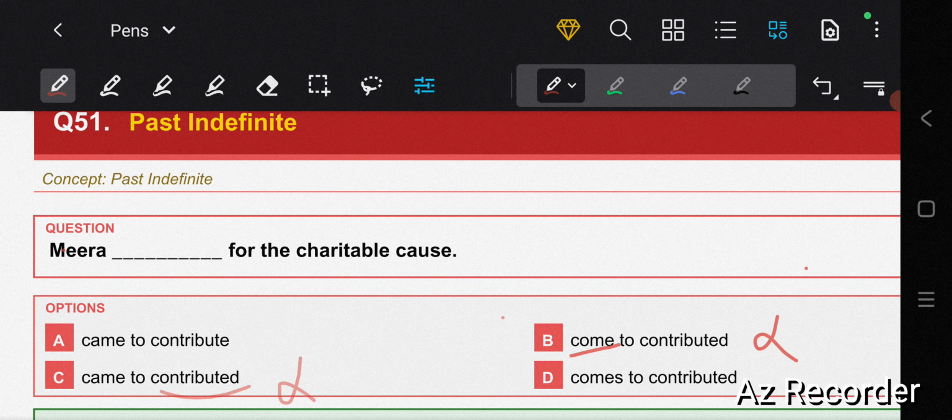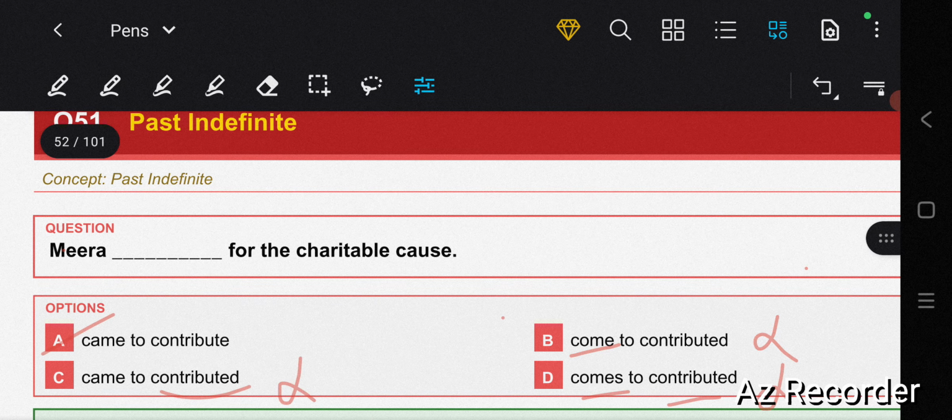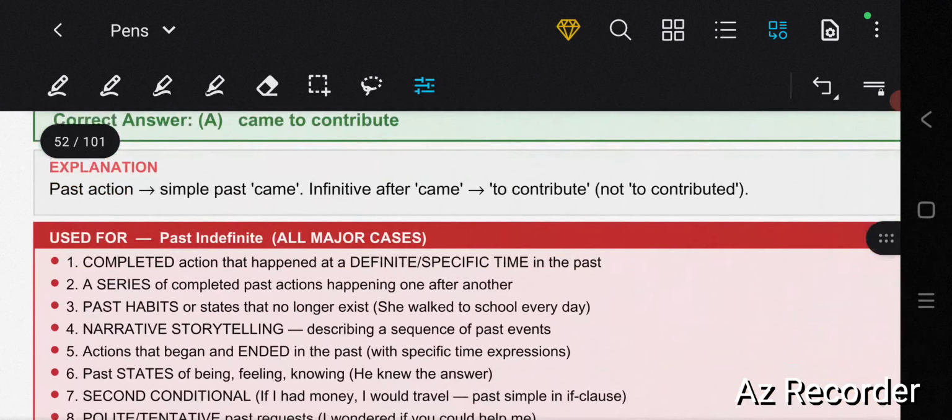D, comes to contribute it. Mira comes to contribute it for the charitable cause. So here also we see that before the infinitive there may be past or present, but after the infinitive there will be present, so this one is incorrect. And here we see that after the infinitive to, contribute is the present form. So it is the correct option for the question. Now we'll go for the next question.